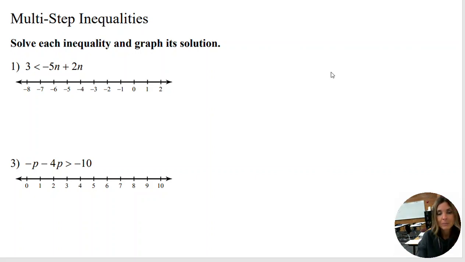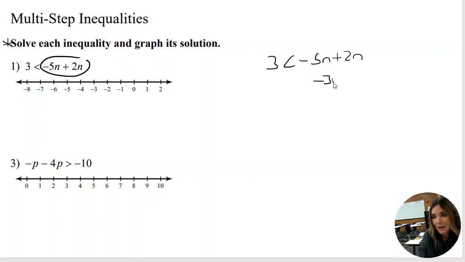So now you're going to move to some of the problems that you have in your packet. Turn to the part that says multi-step inequalities, and I'm going to do a few example problems for you. Okay, so first step, simplify the left side. There's nothing to simplify. Second step, simplify the right side. So if this is my inequality that I'm solving, I'm going to simplify the right side by combining the like terms. Okay, next step is to get rid of the multiplication of -3 so that the n is by itself.